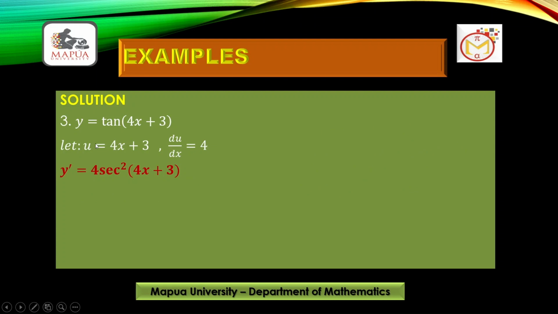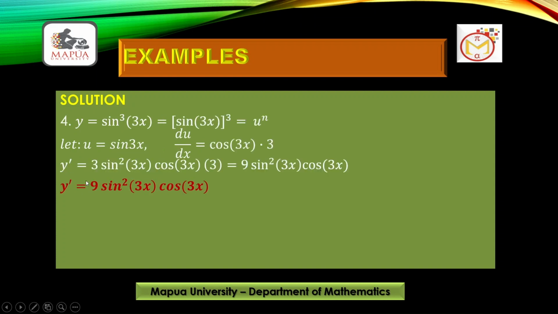For our number 3 example, y is equal to tangent of 4x plus 3. So our u, the angle measurement, is 4x plus 3. And the derivative of this u with respect to x is 4. Then the derivative of the function y, y prime, is: derivative of tangent is secant squared of 4x plus 3 times 4. Or simply 4 times secant squared of 4x plus 3 as our y prime.